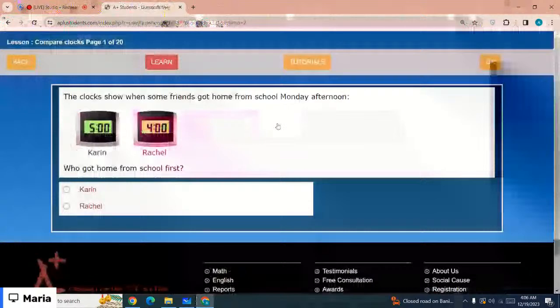Okay, the clock shows when some friends got home from school afternoon. Who got home from school first? Okay, Karen got home from school at 5 and Rachel at 4. So who comes first? Rachel got home from the school first, right? Because she got home at 4 and then Karen at 5. So the correct option is Rachel, right? Because Rachel got home first.